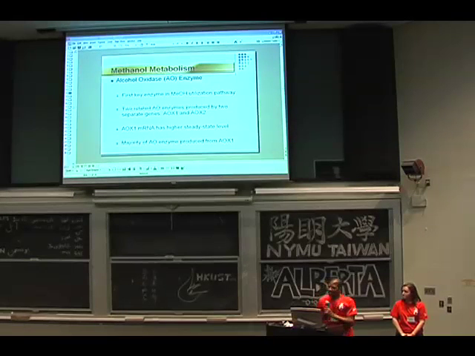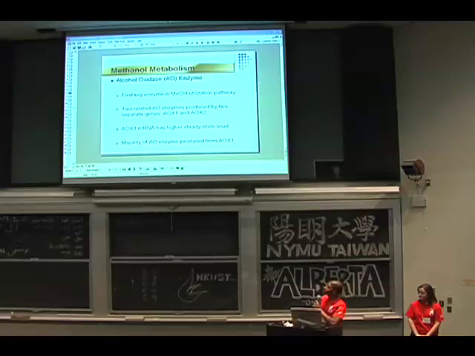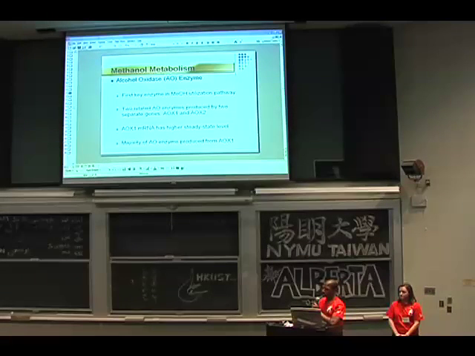When we were looking into this metabolic pathway, we found that there's a major enzyme called alcohol oxidase. It is the first key enzyme that's present in this pathway. It basically converts methanol into formaldehyde.